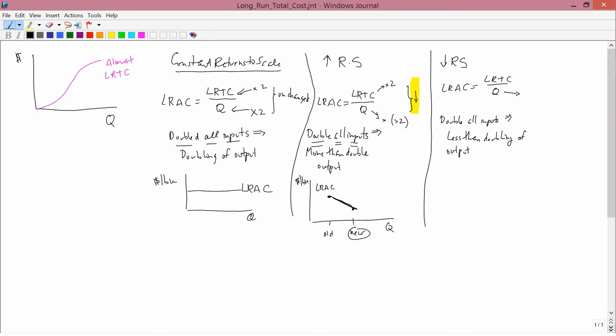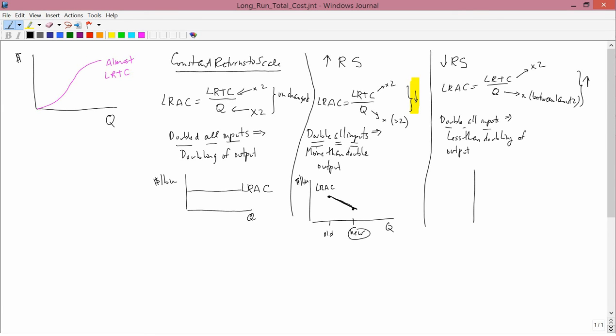So the denominator gets multiplied by something between 1 and 2. The numerator gets multiplied by, well, if you double all the inputs, you buy twice as much stuff, you have to pay twice as much. So the numerator gets multiplied by 2, and the denominator gets multiplied by something like 1 and a half. Then the whole thing goes up. Okay, so this whole thing goes up.